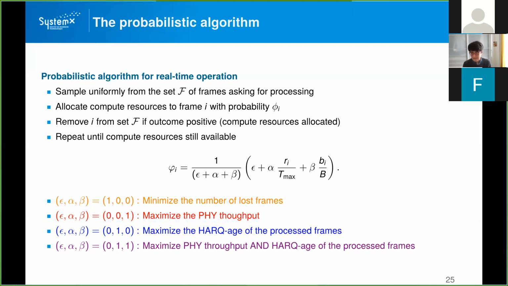You have your demand. You start sampling the frames that require processing one by one. Each frame has a probability phi_i, which depends on its retransmission age and on the information content of the frame. This frame gets assigned resources in the BBU pool with this probability. You iterate this procedure on your demand until all your processing resources are saturated, and so you get your resource allocation. By toggling these three parameters, you can switch between the four considered strategies as before.